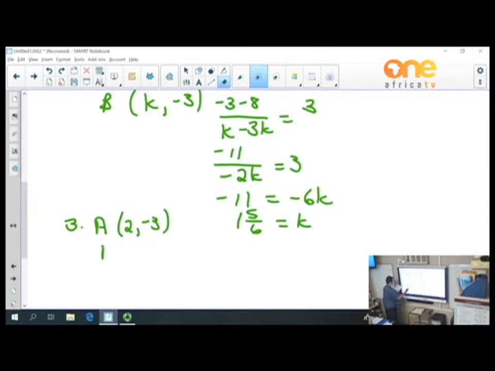And B is then (3, negative 2), and C is (8, K). The points lie on a straight line, find the value of K. Now, what happens if they lie on a straight line? A, B, and C lie on a straight line, find the value of K.